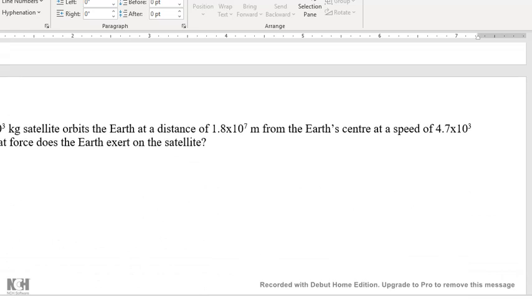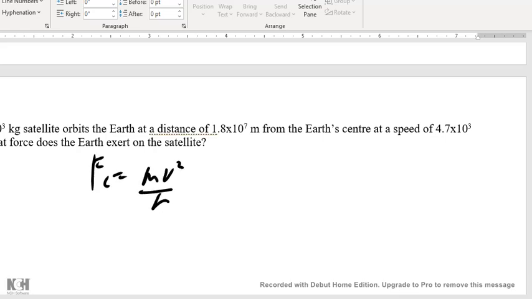Number 6. What are you looking for? Force. What's your formula? FC is equal to what? mv squared over r. What do they give us? A mass. You've got a list. You don't have a list, I don't grade it. You have a distance, which is your radius, right? And then your speed. Don't worry about making it pretty. Just stick it in.